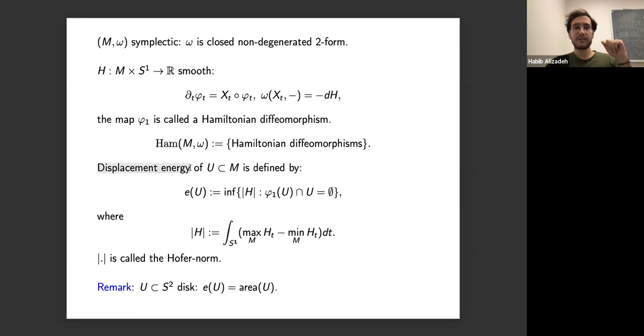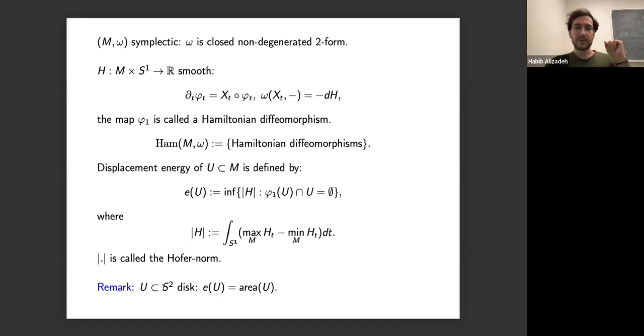One notion that I will need in the course of the talk is the displacement energy of a pre-compact subset of M. It is defined as the infimum of the Hofer energy of H that you need to displace your open subset. So given an open subset U, I look at all the smooth functions whose time-one map displaces my open subset, I look at the Hofer norm, and then I take the infimum over all these. The Hofer norm is defined simply using this formula: the integral over time of the max of H_t minus the min of H_t over M.